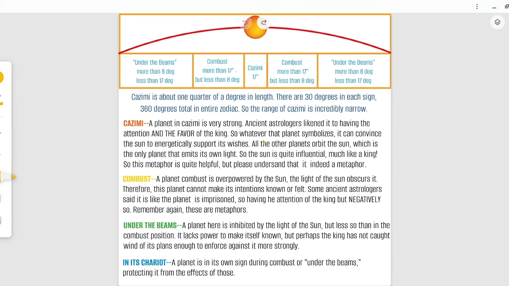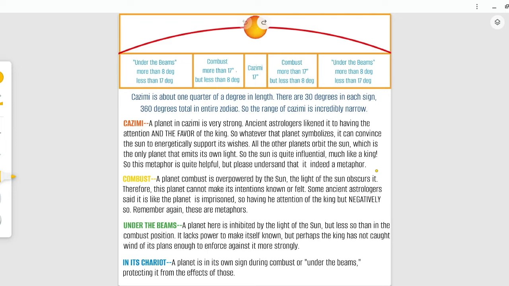So we'll just read here off of this chart that I've created. A planet in Cazimi is very strong. Ancient astrologers likened it to having the attention and the favor, that part of it that is important, of the king. So whatever that planet symbolizes, it can convince the Sun to energetically support its wishes.